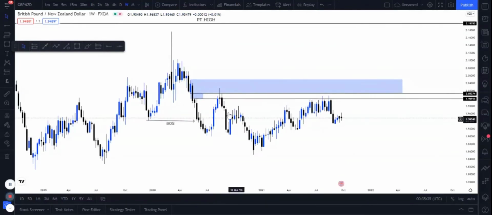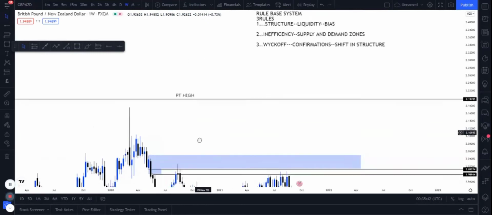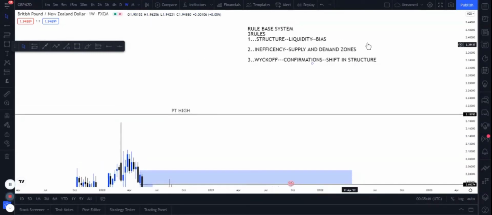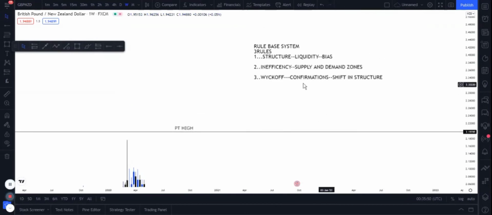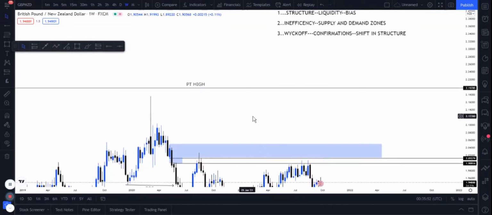Yes, supply zone, and it's perfectly tapped in and just traded below. So, looking at inefficiency in supply and demand zone, this is where now the entry comes in, confirmation.